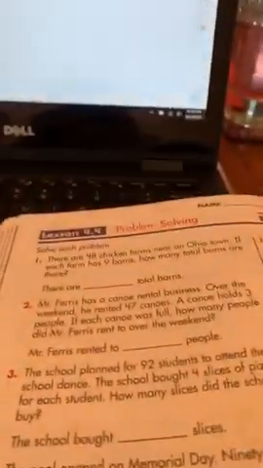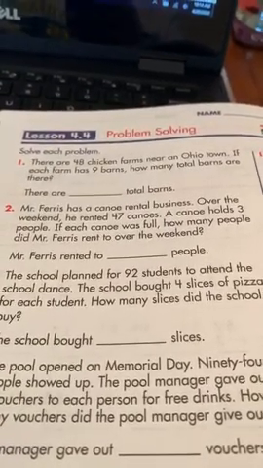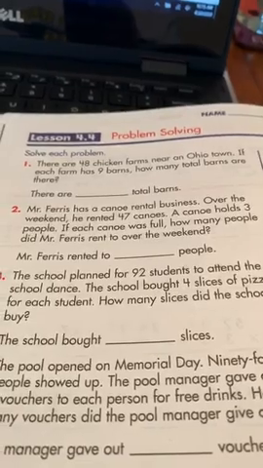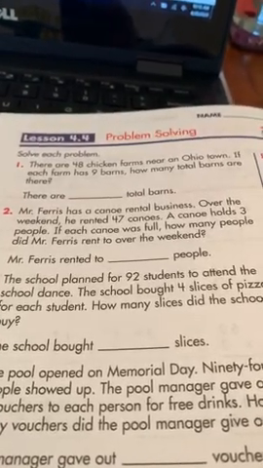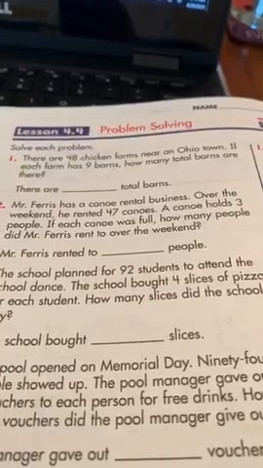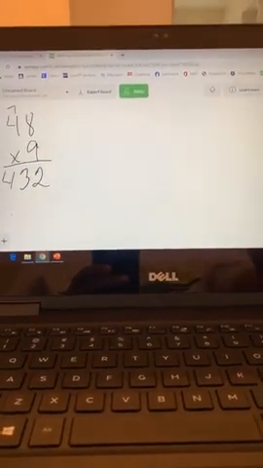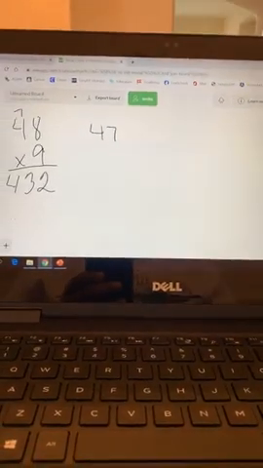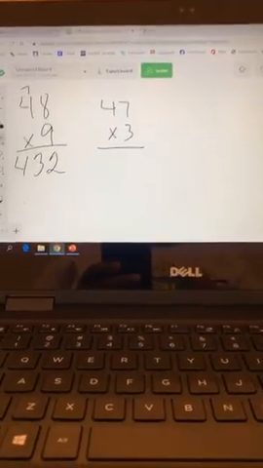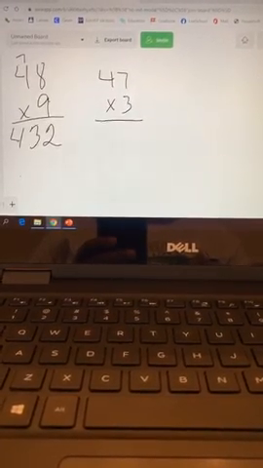The next one that we have is here. Mr. Ferris has a canoe rental business. Over the weekend, he rented 47 canoes. So remember, that's your first number, 47. A canoe holds 3 people. If each canoe was full, how many people did Mr. Ferris rent to over the weekend? So, Mr. Ferris had 47 canoes. 3 people could fit in the canoes. So that's 47 times 3.